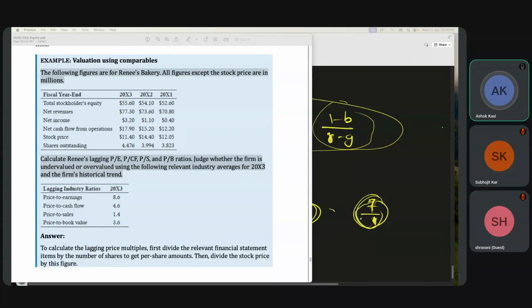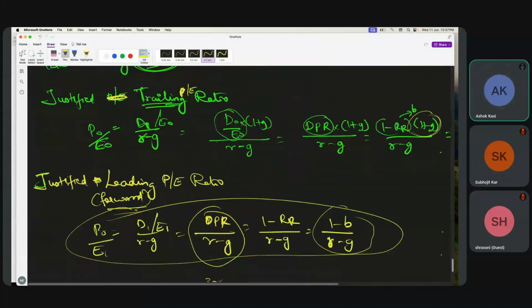See, the following figures are for Rennie's Bakery. All figures except the stock price are in millions. That means except this one, 11.4, the rest everything is in millions. Stockholders equity means book value. Book value and stockholders equity are the same. Net revenue, net income, net cash flow from operations, stock price, shares outstanding. Calculate Rennie's lagging PE. Lagging means trailing. Lagging is also called trailing.